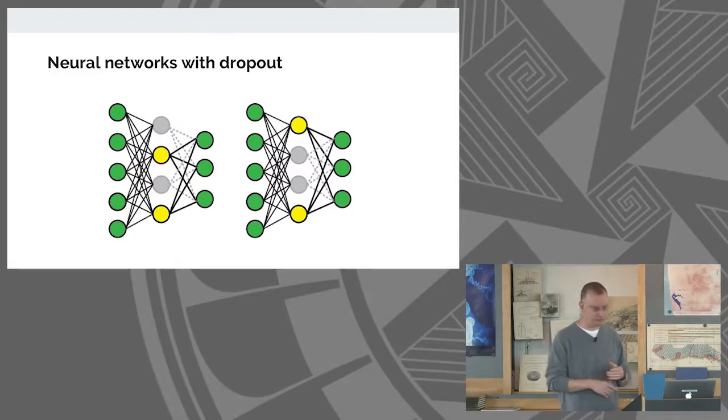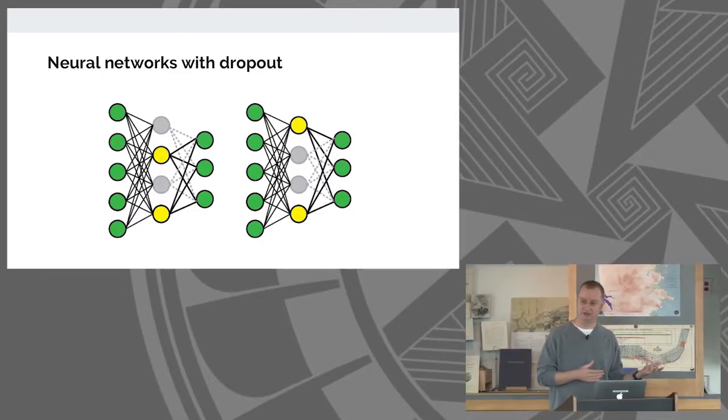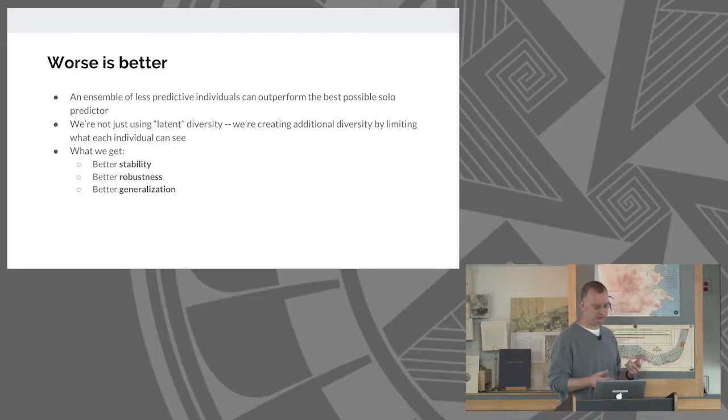Yeah, so you can think of dropout as basically a highly efficient approximation of an ensemble of a bunch of different neural networks. So the running theme here is that an ensemble of less predictive individuals is going to outperform the best possible solo predictor. In this case, we're not using the sort of latent diversity, which is what I would say happens when you bring a bunch of different humans together.